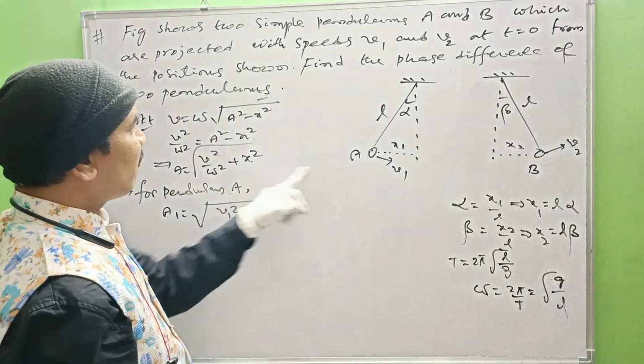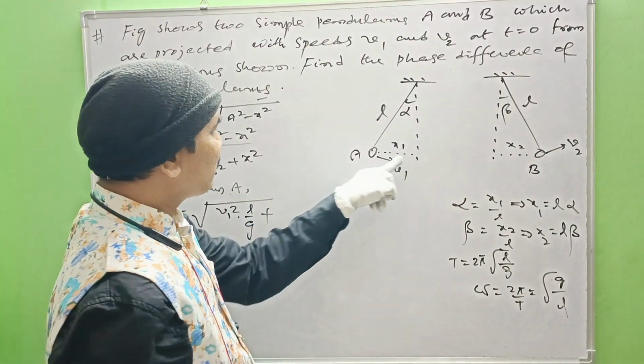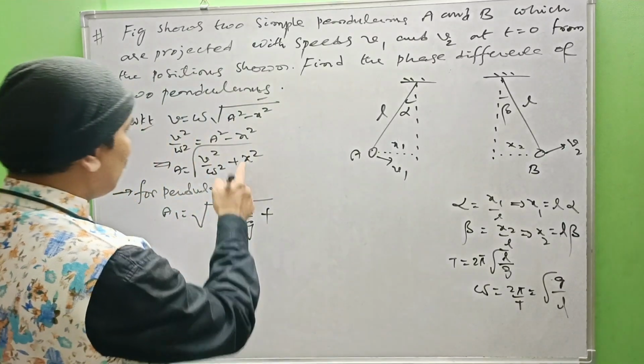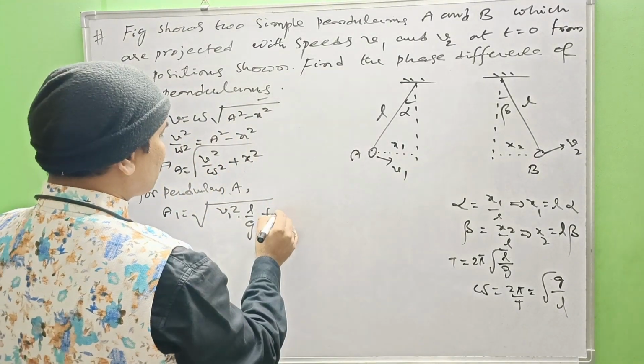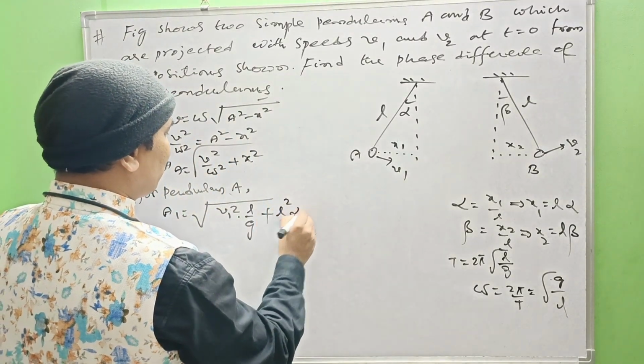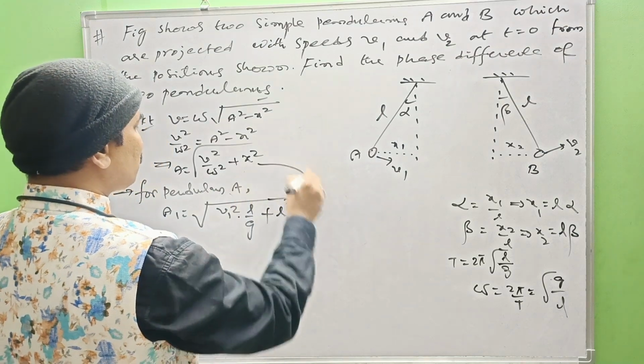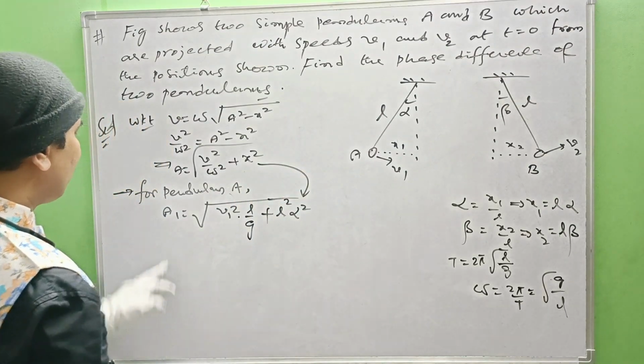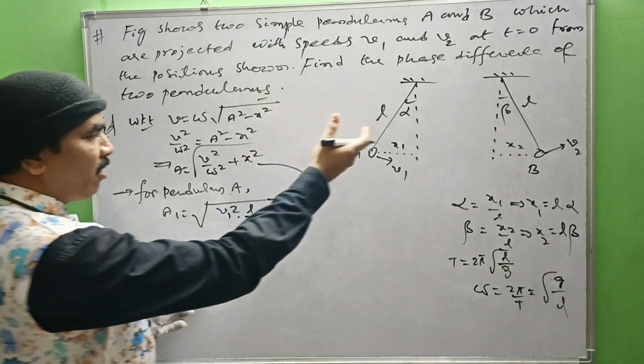Now what is x here? As far as A is concerned, x becomes x1, that is L alpha. So x square means L alpha whole square, that is L square alpha square. Okay. So this is the amplitude of pendulum A.